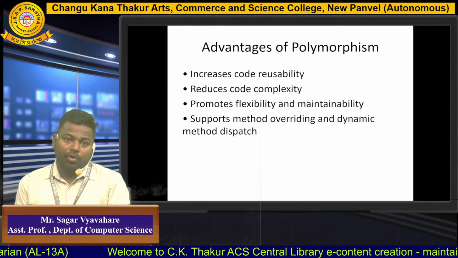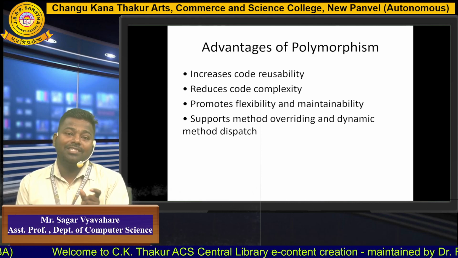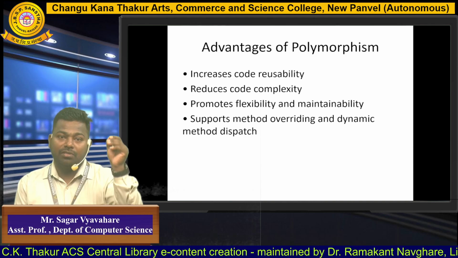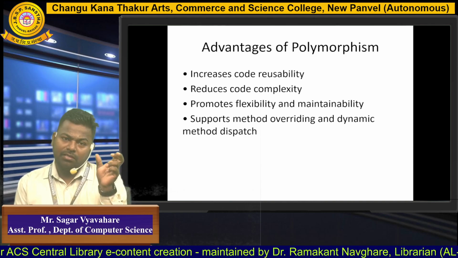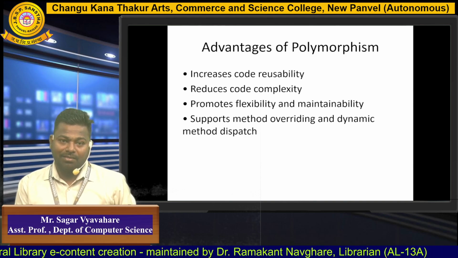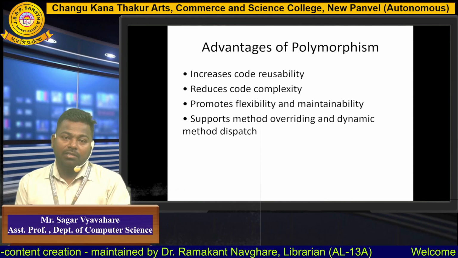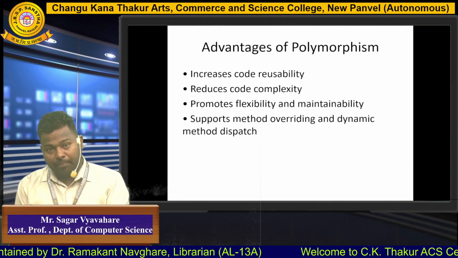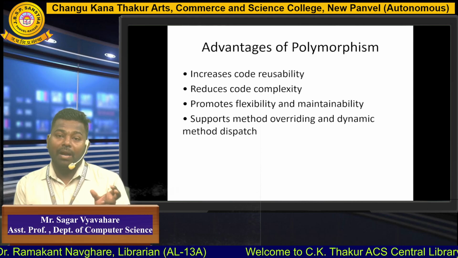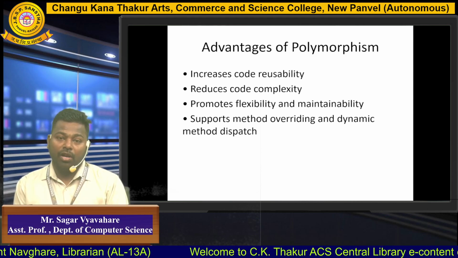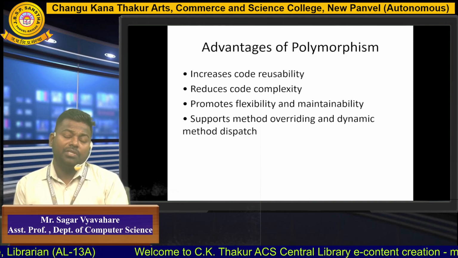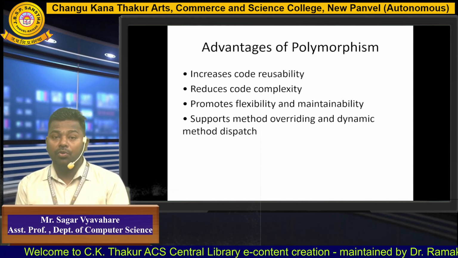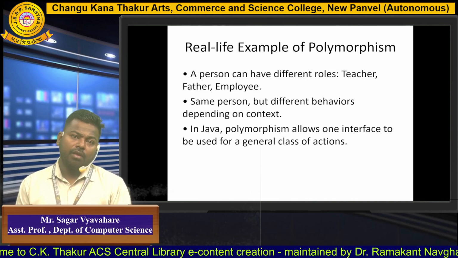The second advantage or benefit of polymorphism is that it reduces code complexity, as you do not have to give many names to the methods. The same name will work for different purposes. We'll see the example also. The third advantage is that it promotes flexibility and maintainability. It becomes easy to maintain your code. Polymorphism also supports method overriding and dynamic method dispatch. How to do this we'll see in the next point.